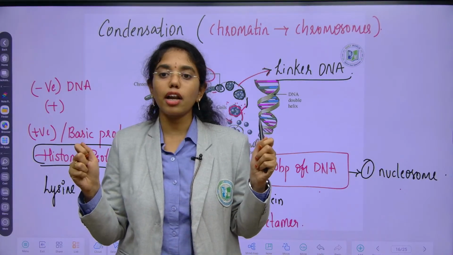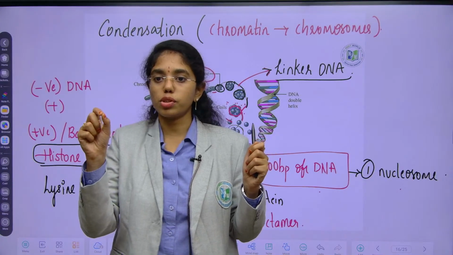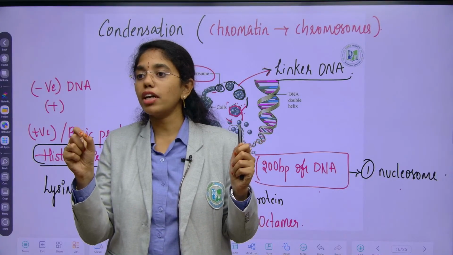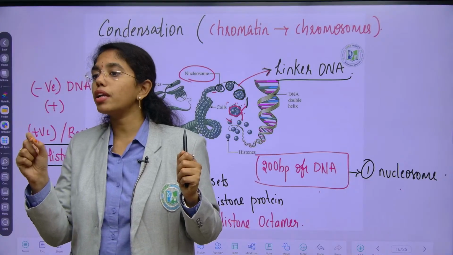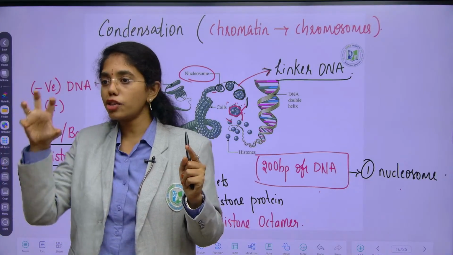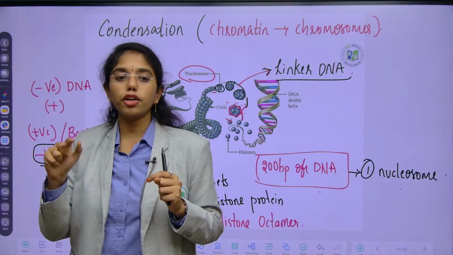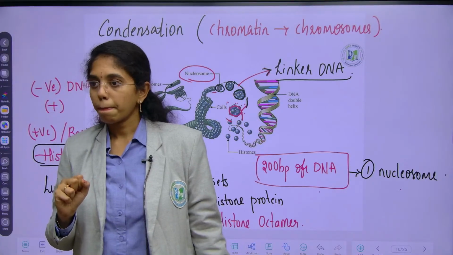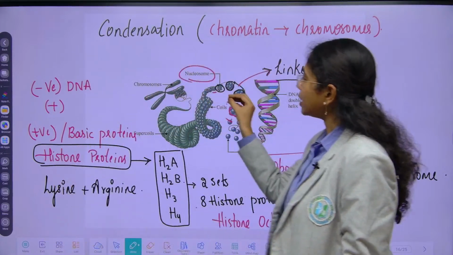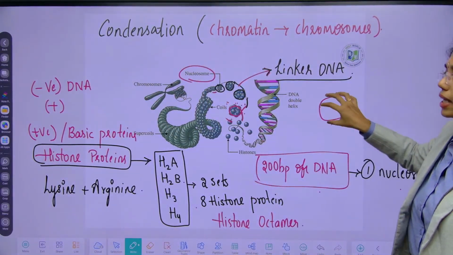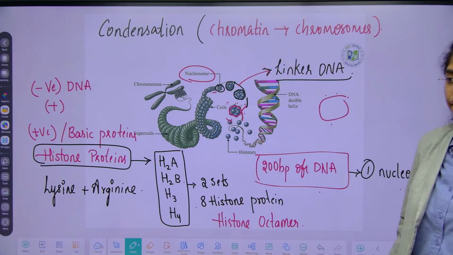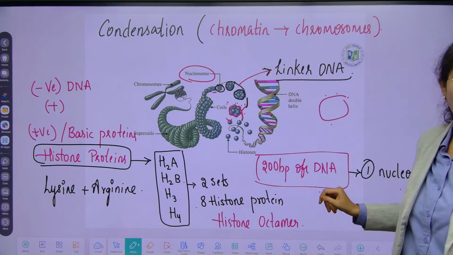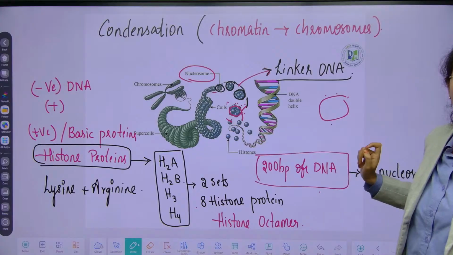How much DNA? In 46 chromosomes, how much amount of DNA will you have? 2 meters of DNA. 2 meters long DNA has to fit in that small 10 to the power of minus 6 meters nucleus, right? So, to fit it inside the nucleus, condensation of chromatin is mandatory. That happens via histone proteins.